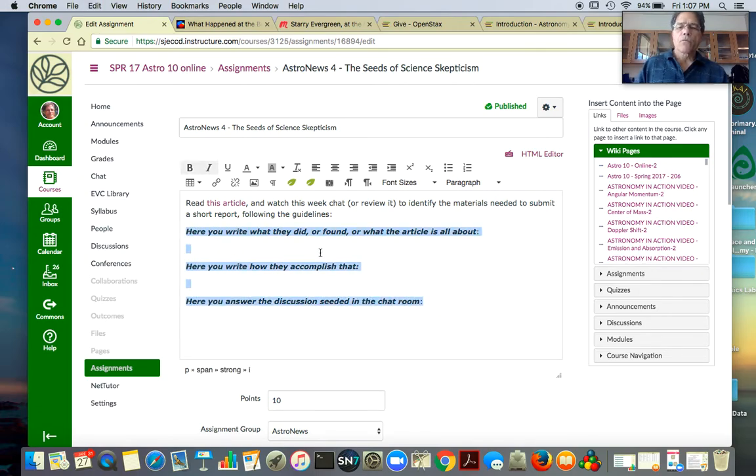So you write what the article is all about, how the group that is responsible for writing the article, what did they do in order to find what they found, and here's the discussion you have to develop based on the seeds that I would give in the chat room.